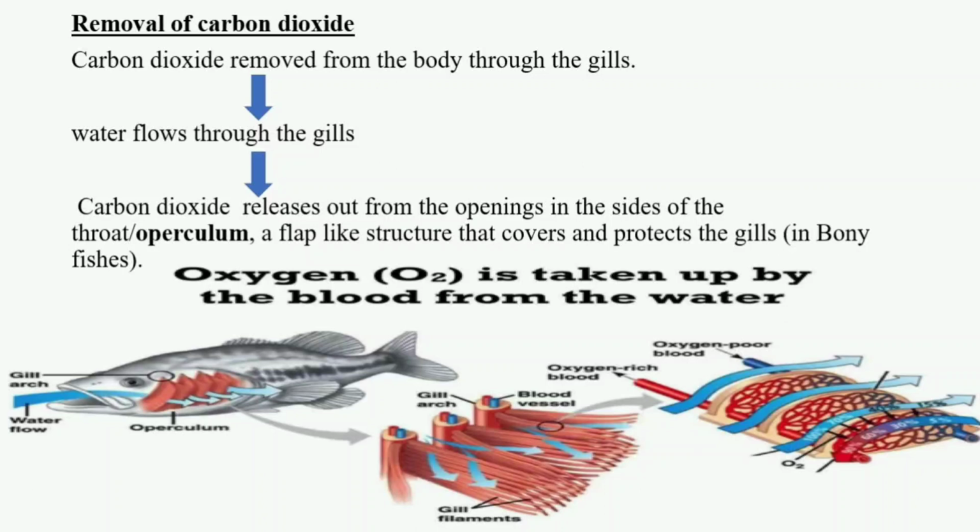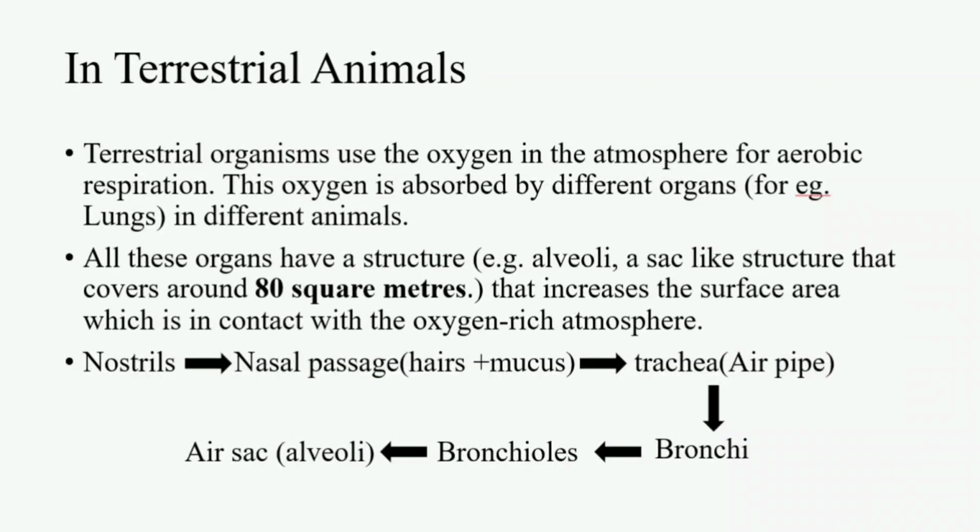This whole process of intake and release of gases, that is the exchange of gases, takes place with the synchronization of mouth and operculum. The mouth is responsible for taking up the dissolved oxygen, whereas the operculum is responsible for releasing the water which is dissolved with carbon dioxide. Now let's move on to the next slide. In terrestrial animals, they use oxygen in the atmosphere for aerobic respiration. Around 21% of oxygen is present in air.